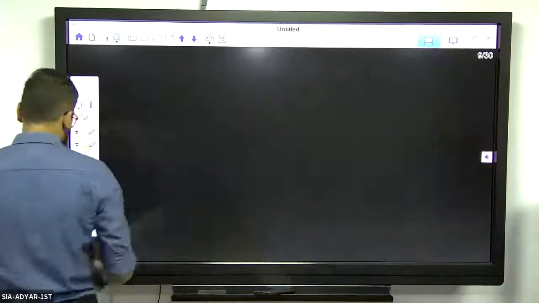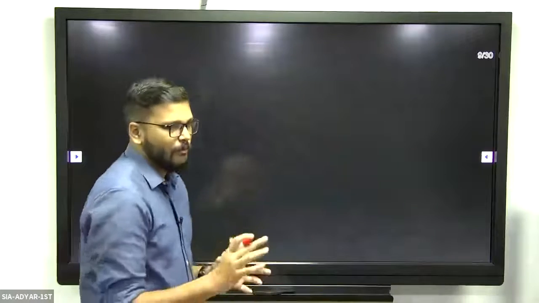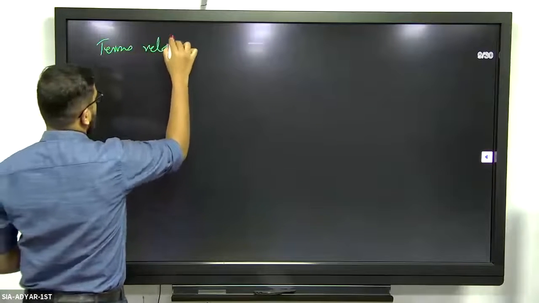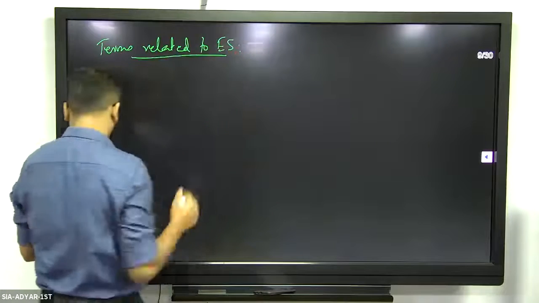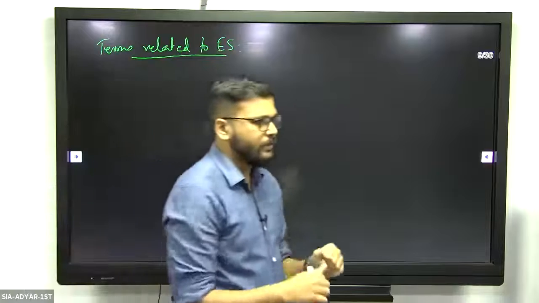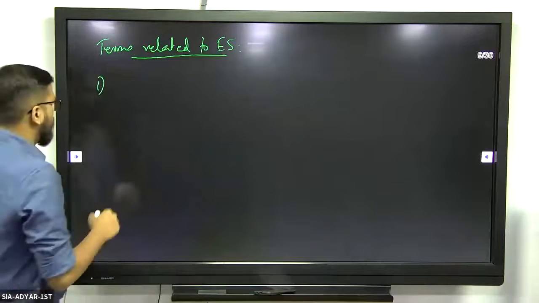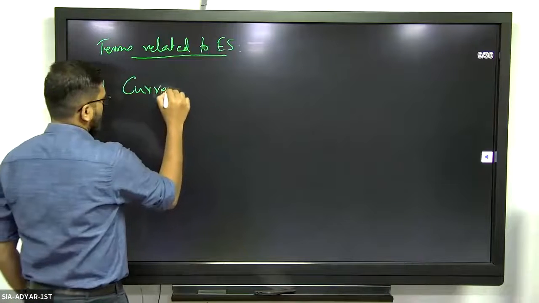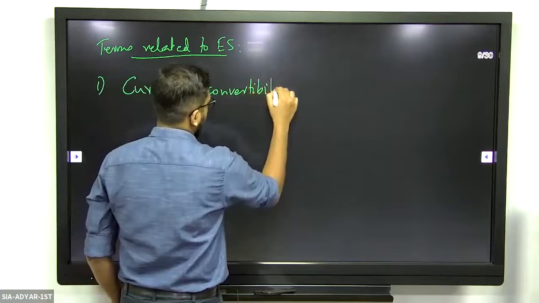Moving on. So with that, we actually complete the crux of the chapter. We will move on to some other topics, some extra topics that are left over. So terms related with external sector. So first, we'll talk about something called currency convertibility.